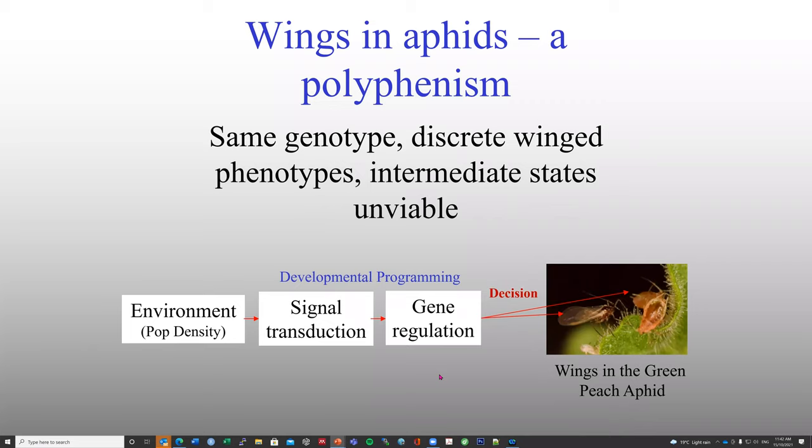In aphids, you have wingless and winged versions of aphids, depending on population density in relation to food supply. So if there's plenty of food around, the aphids don't develop wings. And it's only when the population increases to a point where food becomes scarce that they develop wings and then can disperse out looking for new food sources. And again, you've got this environmental attribute, population density, that's feeding through the regulatory pathways to enforce a decision on whether or not to develop wings. And there's not much point in having half wings. So you've either got wings or you don't have wings.